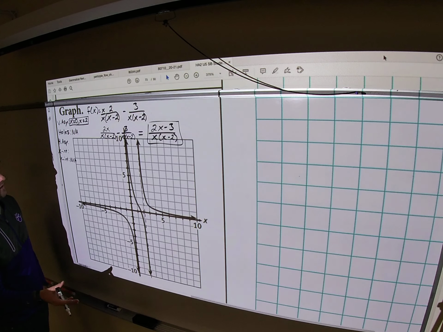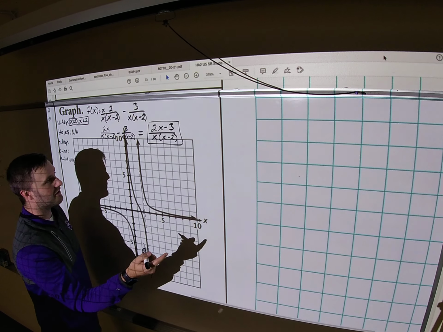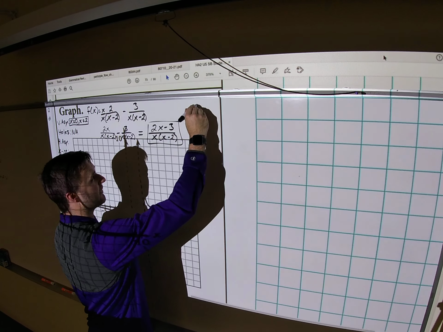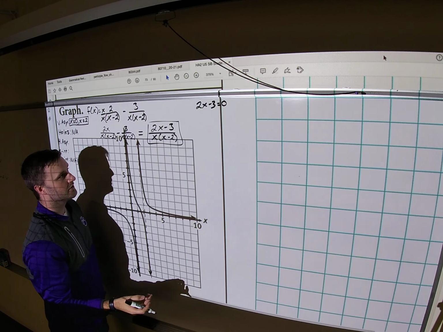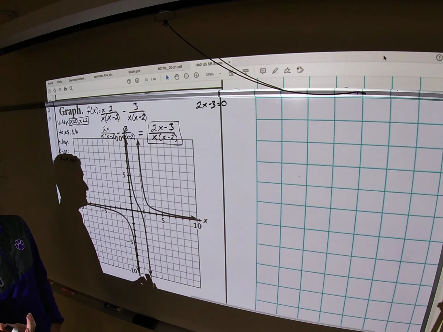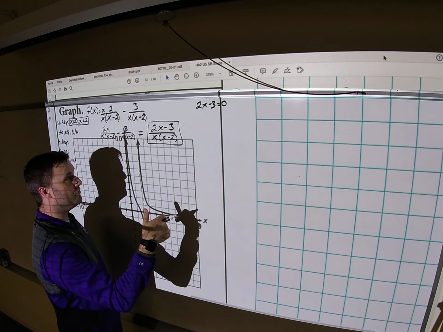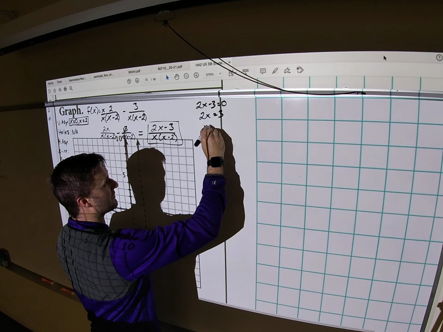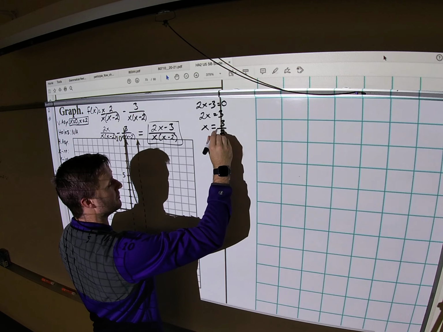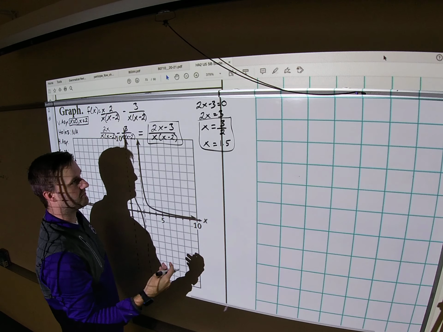Now, where is this graph going to cross the x-axis? Well, let's take a look at that. To find your x-intercept, you take your numerator, this 2x minus 3, you set it equal to 0, and you solve. So holes and vertical asymptotes, you look at the denominator. For your x-intercepts, you look at the numerator, and you solve. So here I get that 2x equals 3, and after I divide by 2, x equals 3 over 2, or you could say x equals 1.5. Since we're graphing, either one of these is fine.